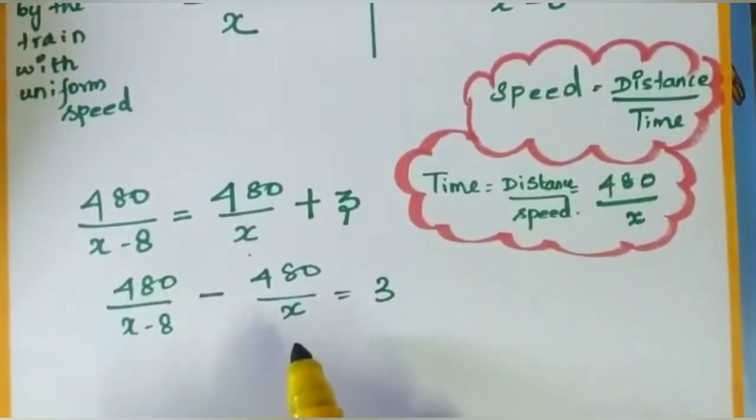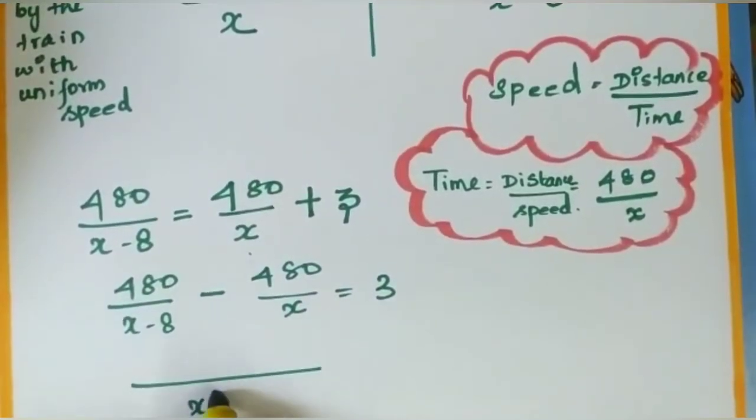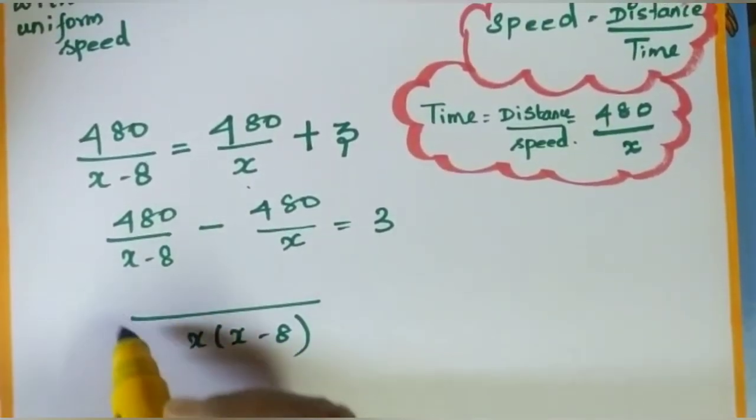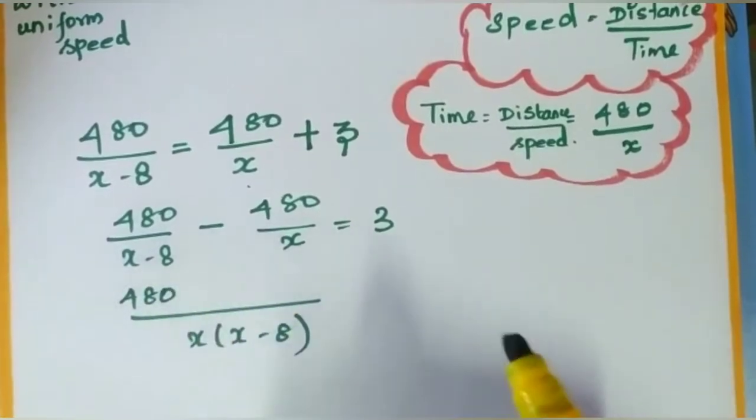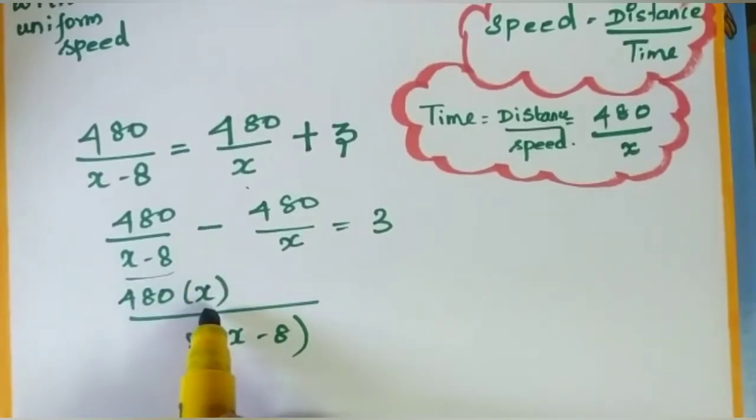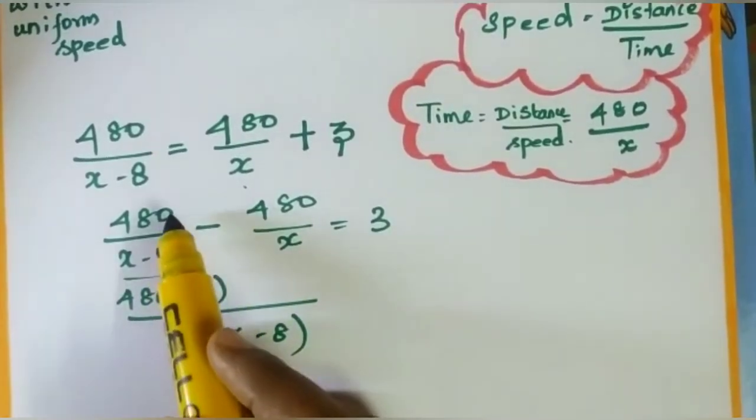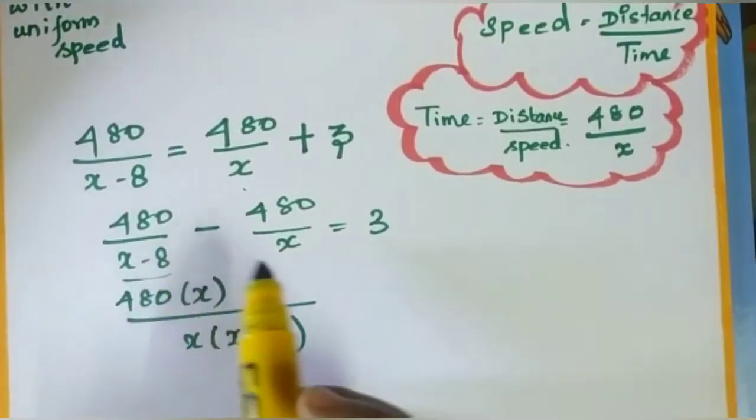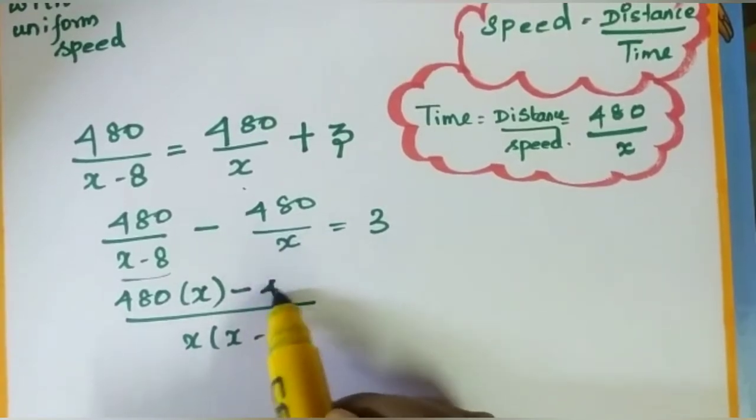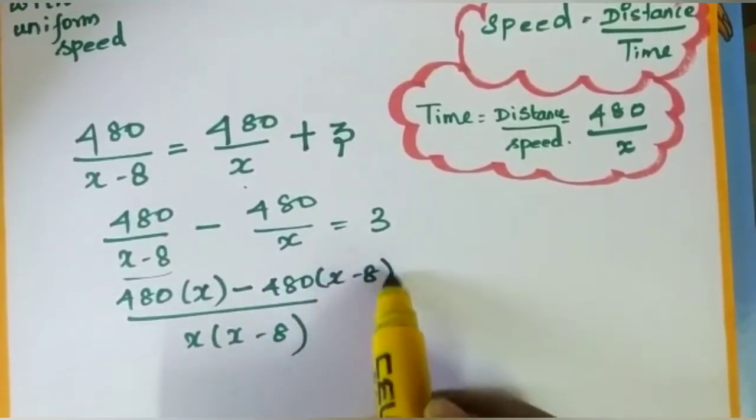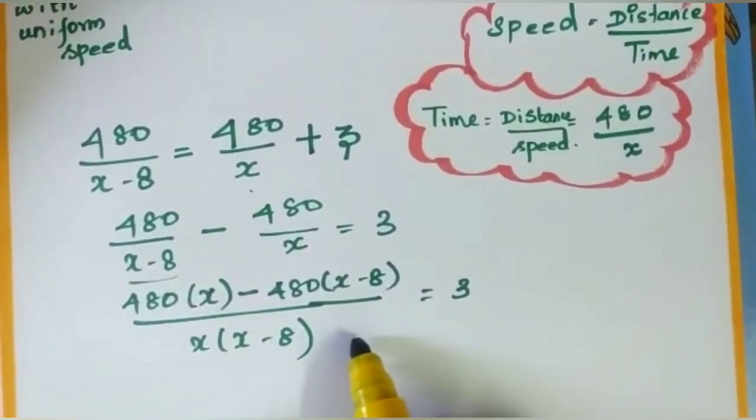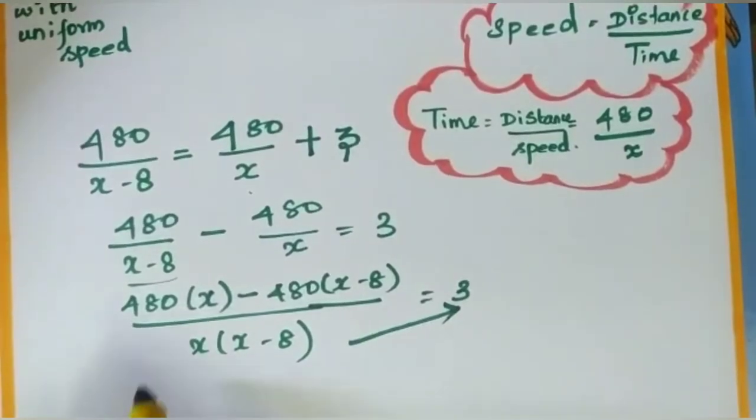First I shifted this one. Take the LCM. x and x minus 8 is the LCM. So 480 times x, we don't have x here, so we multiply x in the numerator as well as in the denominator. So 480x minus, we don't have x minus 8 here, so 480 into x minus 8, equal to 3. Okay, now you have to cross multiply this one also.